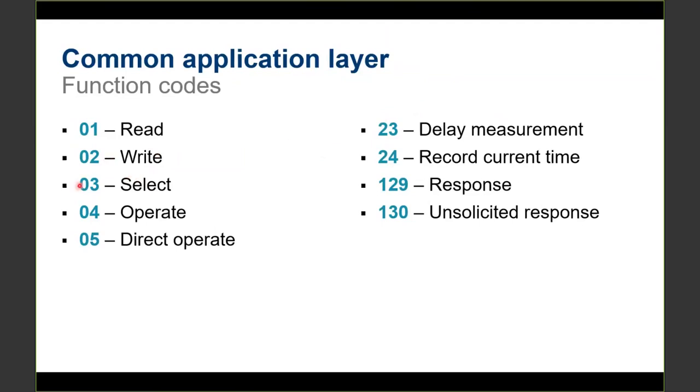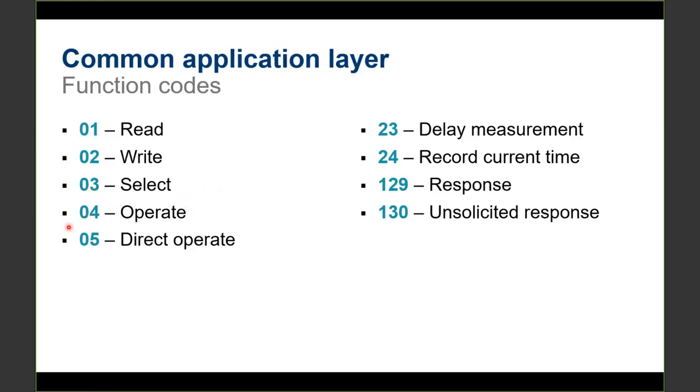Function codes 3, 4, and 5 are used for sending controls. Function codes 3 and 4 are for select before operate controls. When the master station sends a select before operate control, the master station will first send a message with function code 3 to select the digital output, and after the slave station responds to this message, the master will send the operation message with function code 4.